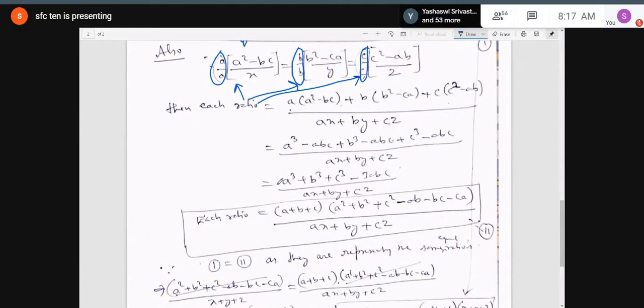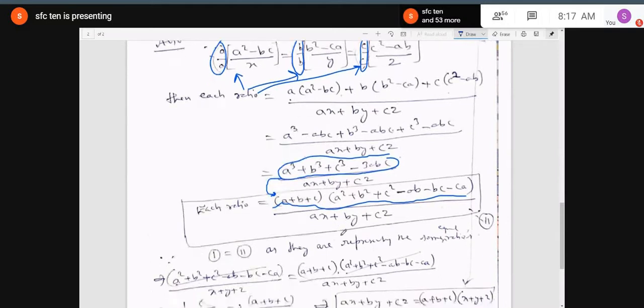Now each ratio will be equal to what? You have learned about this formula in class 9: a cube plus b cube plus c cube minus 3abc is equal to a plus b plus c into a square plus b square plus c square minus ab minus bc minus ca, upon ax plus by plus cz. Because this formula you have read in class 9th in the topic expansion, if you remember. And both are representing the same ratio.